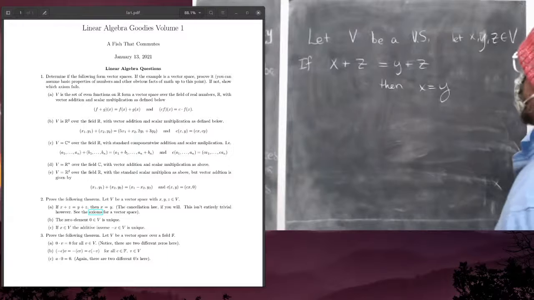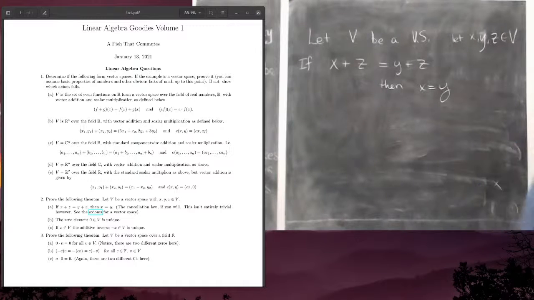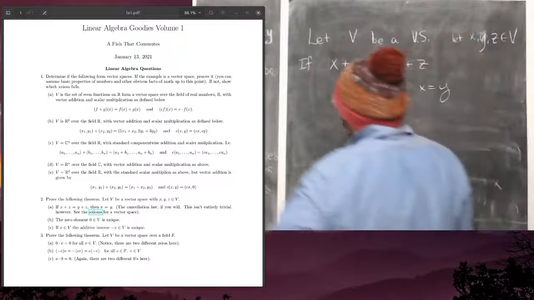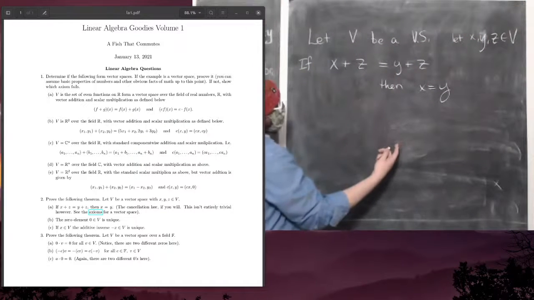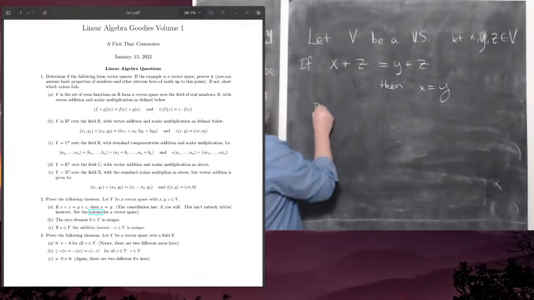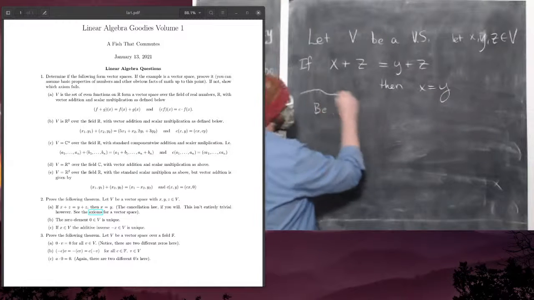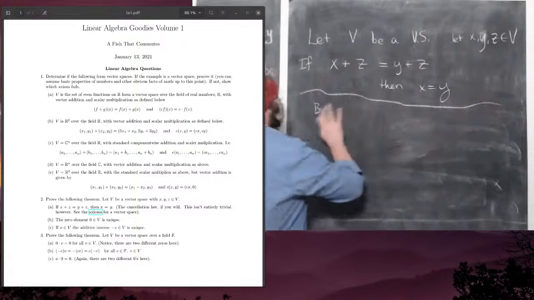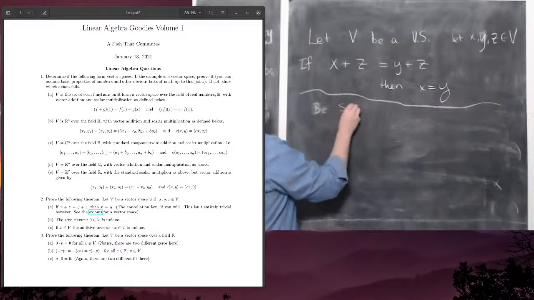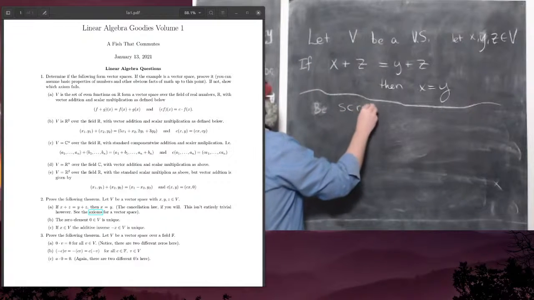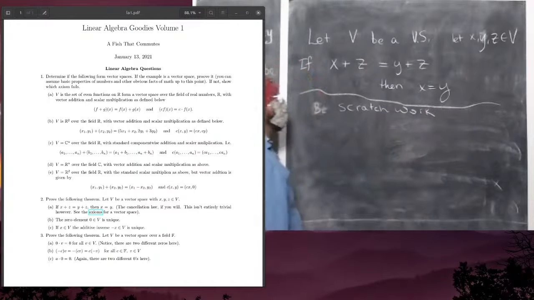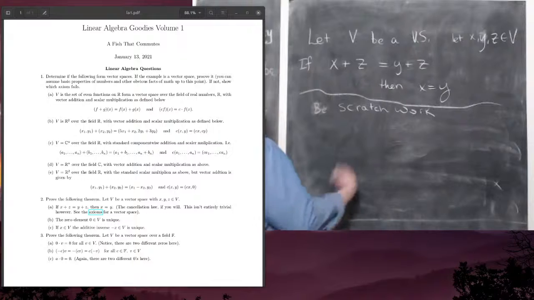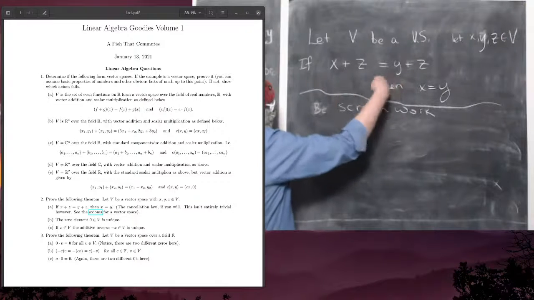Well, let's see. So we know that, let's just see if we can do it. Let's just wing it. So what do we know? We know that these two things are equal. Let's do some scratch work before we try to write a nice little proof. So we know that those two things are equal by assumption.